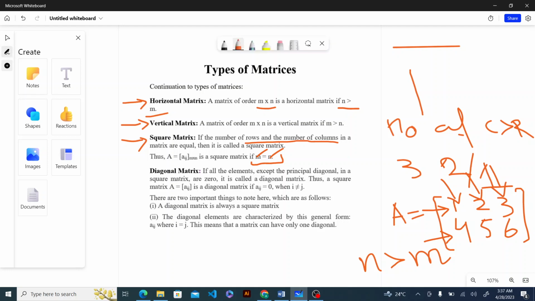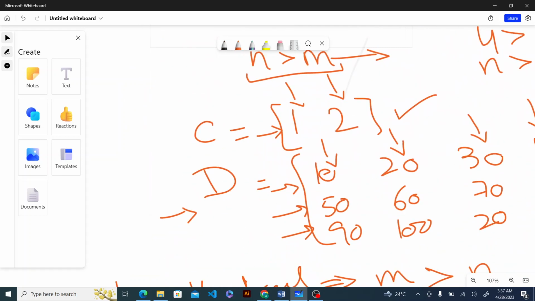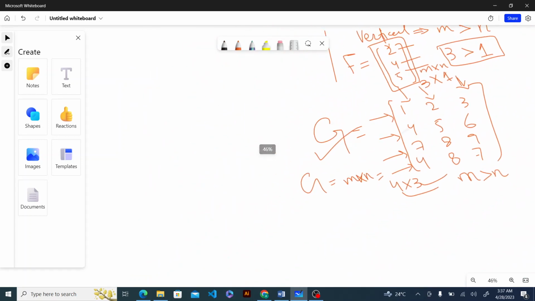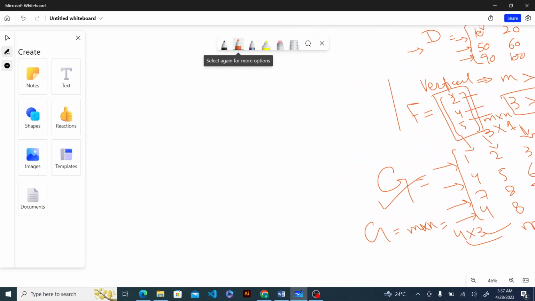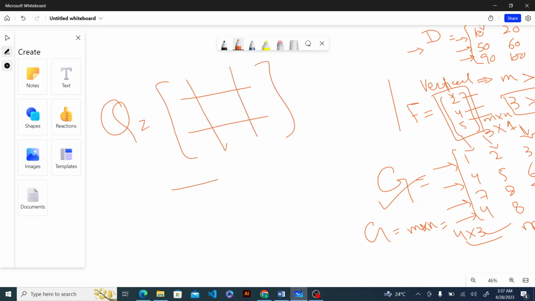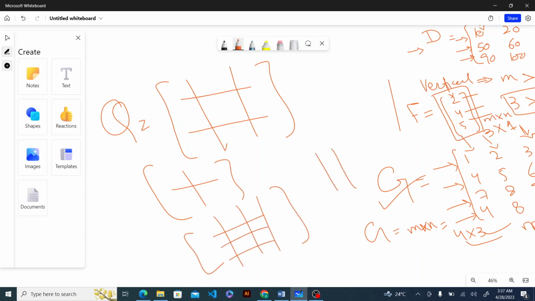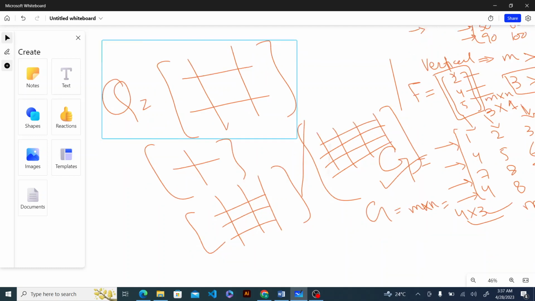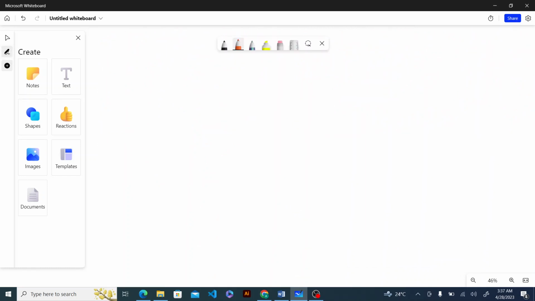It needs to have 2 rows and 2 columns, or 1 row 1 column, 3 rows 3 columns, 4 rows 4 columns. Means all those matrices which have the same number of rows and the same number of columns will be square matrices. Let me give you proper examples.